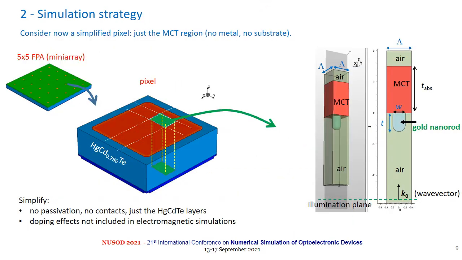So let's start with our simulation strategy. Initially, we will consider only electromagnetic simulations and a simplified version of the pixels to show the mechanisms. We divide one of the pixels into columns. Let's call them unit cells. Now we add a sort of gold nanorod on its illuminated face.